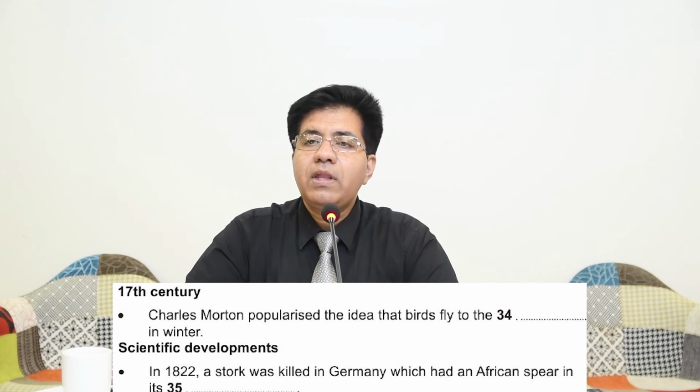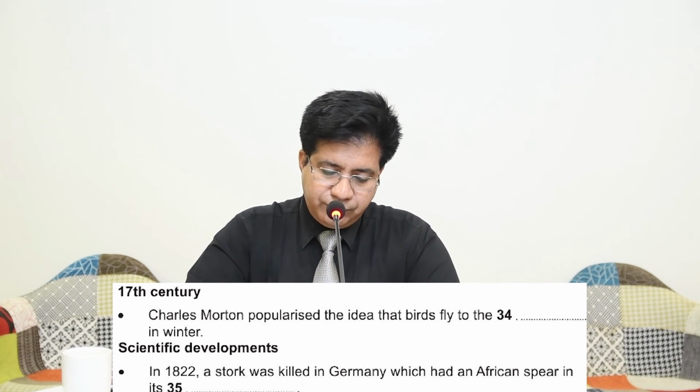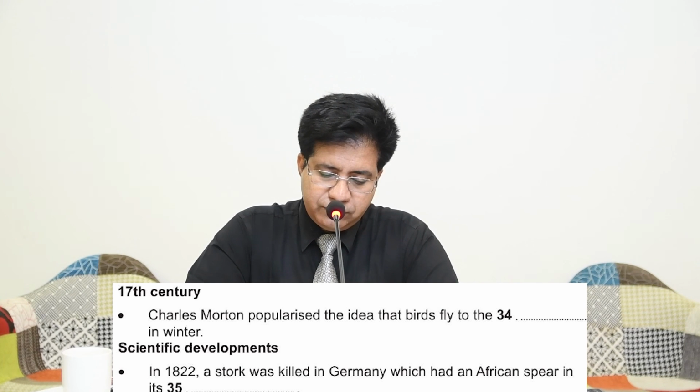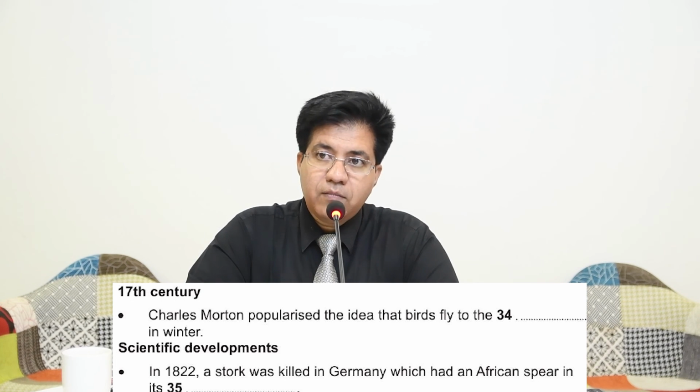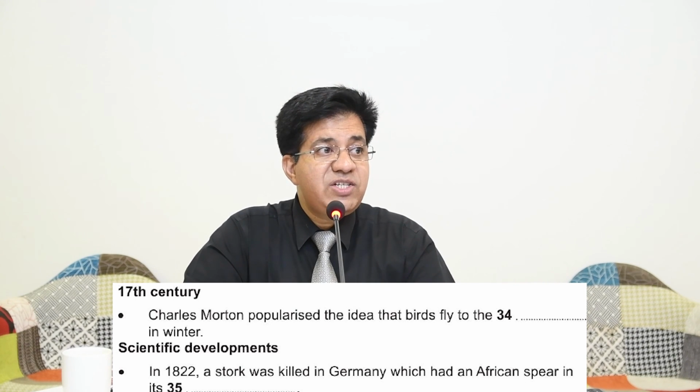One of the key moments in the development of migration theory came in 1822, when a white stork was shot in Germany. This particular stork made history because of the long spear in its neck, which incredibly had traveled from Africa.